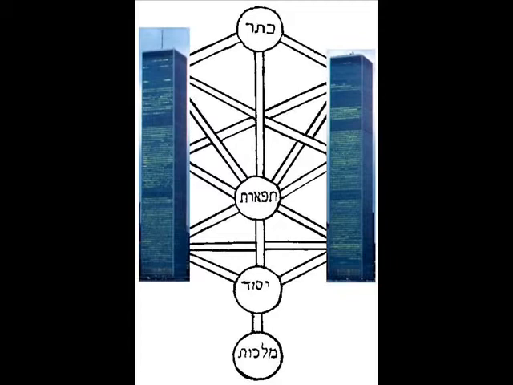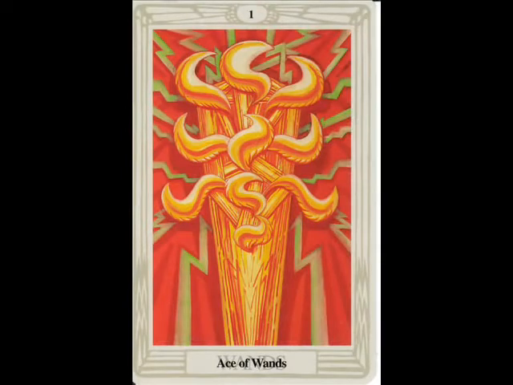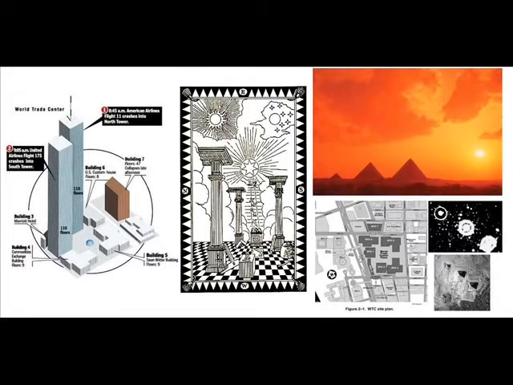Here the World Trade Center represents the left and the right pillar, the middle pillar being formed by the space in between, and representing, amongst other things, cosmic illumination or higher consciousness. The middle pillar can also be viewed as World Trade Center 7.